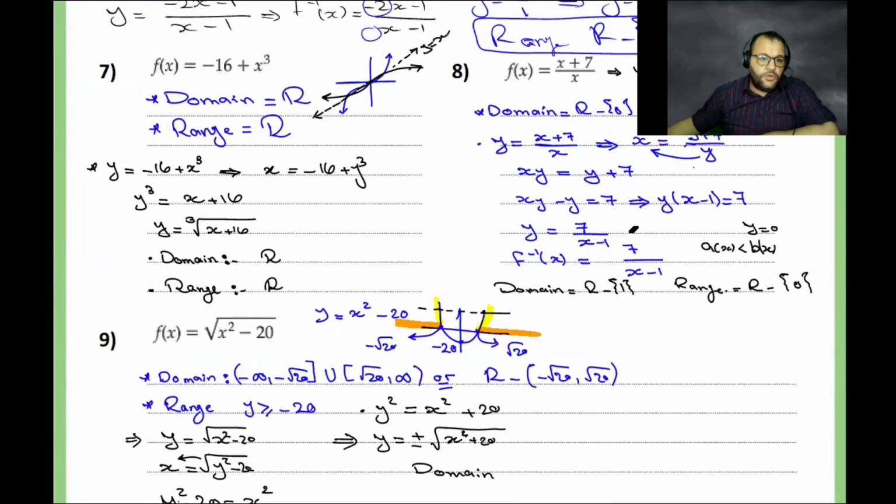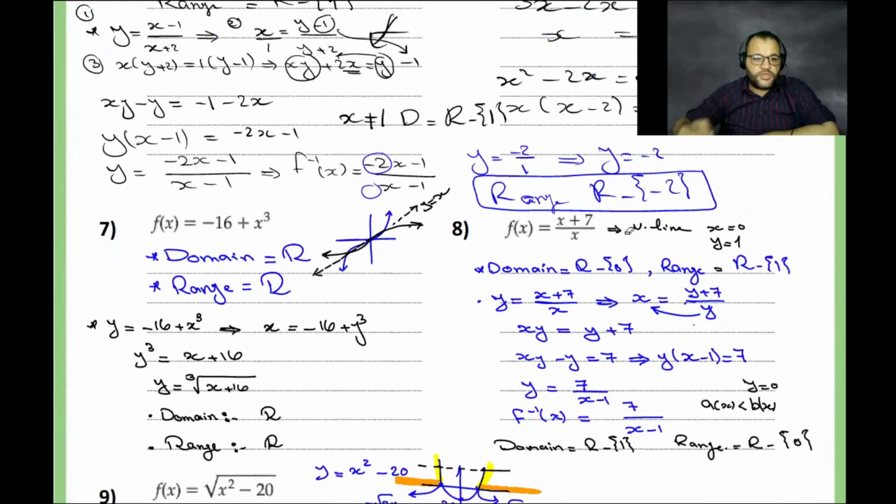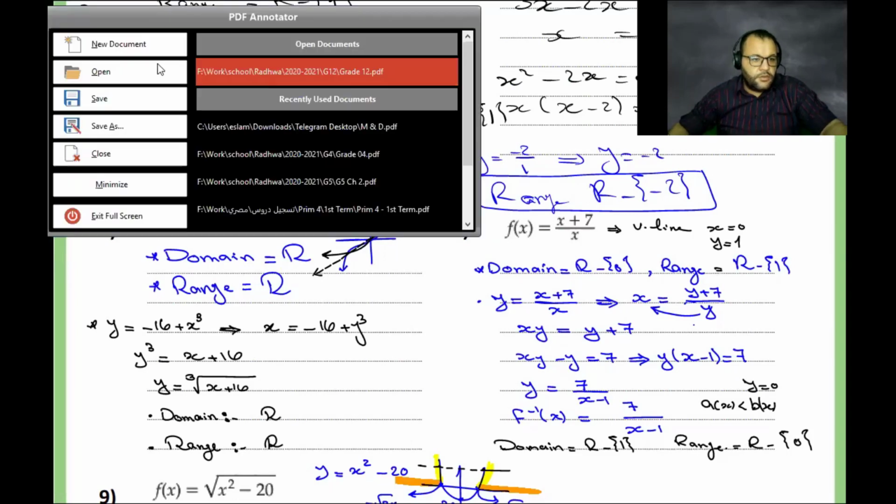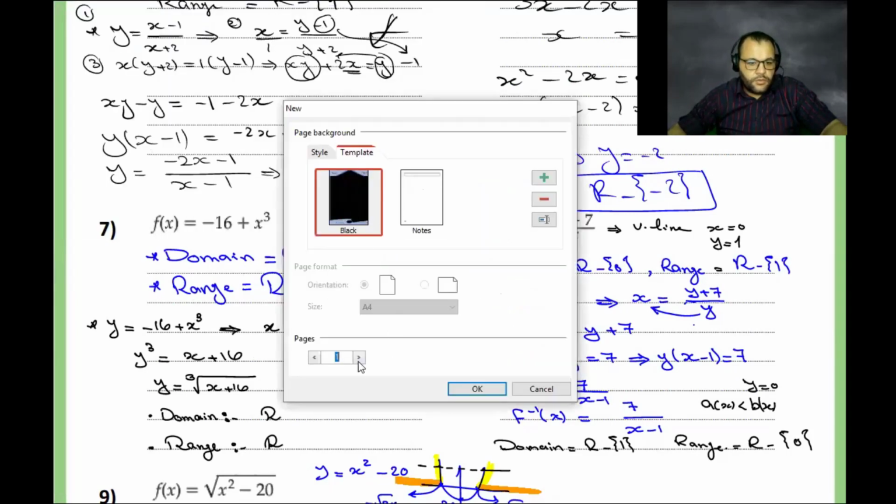You can check, suppose that number 7. Number 7, what is the function that we have? We have negative 16 plus x to the power 3. Just 1 minute to write it. So we have here a new document. Okay.